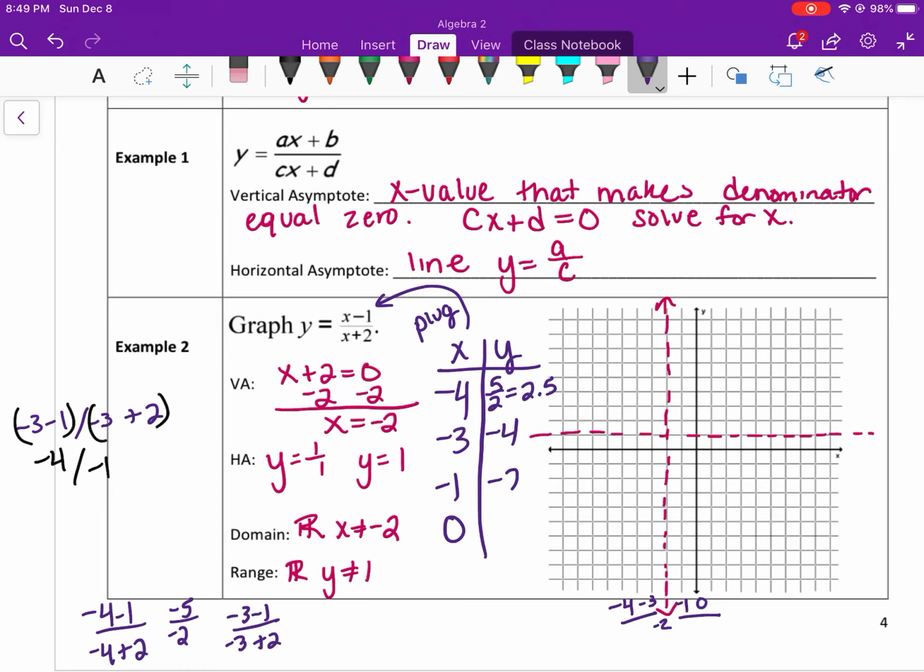Plugging in -1, I got -2. Plugging in 0, I got -1/2 or -0.5. Then we graph them from the actual origin, so we want to graph from 0, 0.